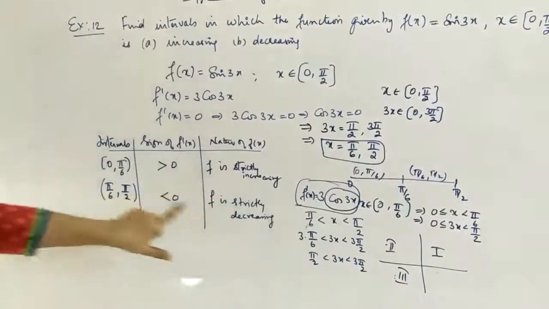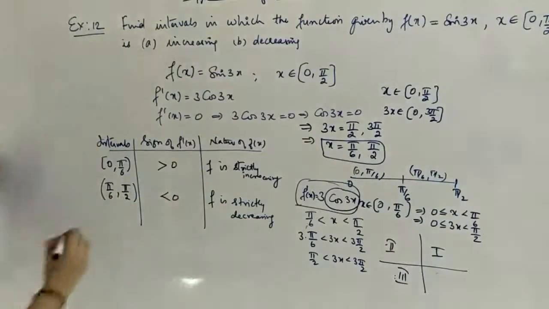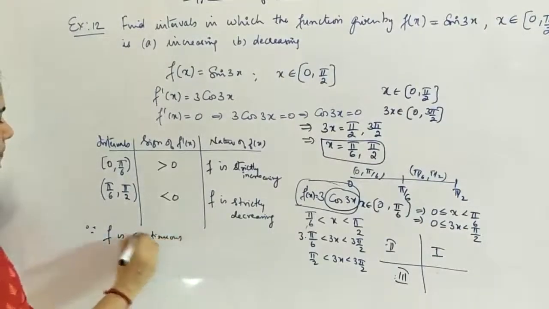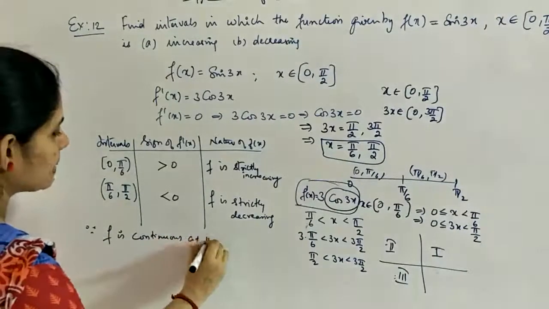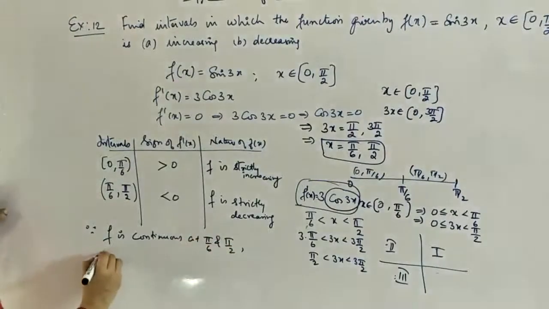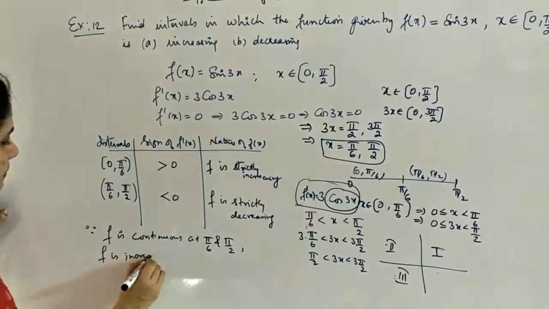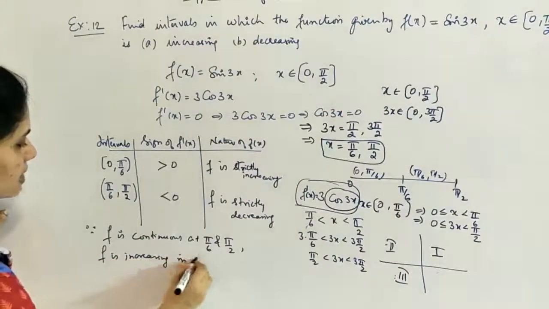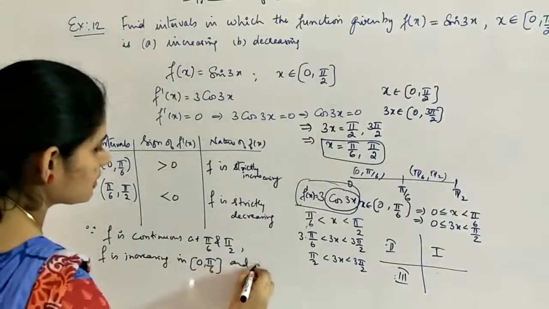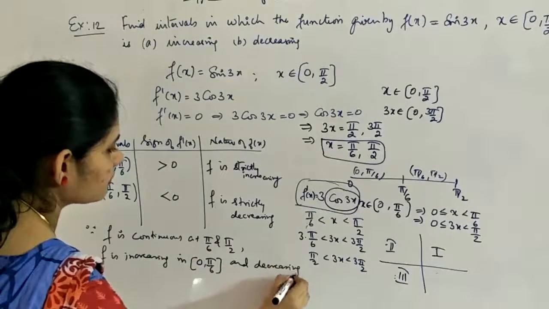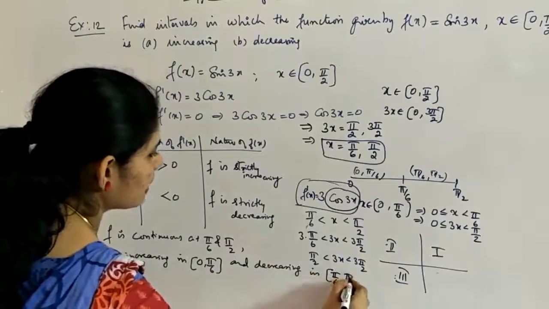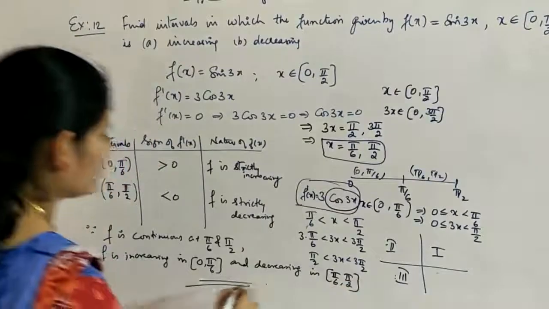Now for strictly, you have taken the open interval. Since the function is continuous at pi by 6 as well as pi by 2, you can say that f is increasing in the closed interval 0 to pi by 6 and decreasing in the closed interval pi by 6 to pi by 2. Okay.